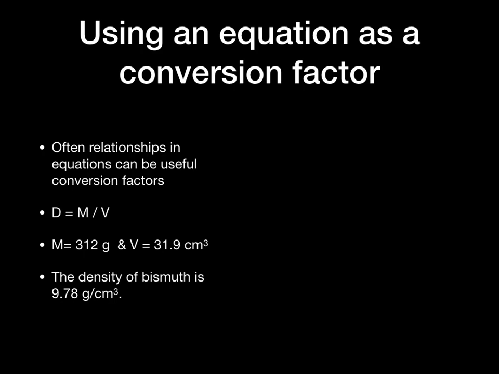So we can think of that density then as a conversion factor. We could write it as 9.78 grams of bismuth over 1 cubic centimeter of bismuth, because that much bismuth, 9.78 grams, will have a volume of exactly 1 cubic centimeter. But since that ratio is the same amount over the same amount, remember, like a conversion factor, we could write it this way as well. If you've got 1 cubic centimeter of bismuth, it's also going to have a mass of exactly 9.78 grams. Well, that's useful then. If we have some sample and we know either a mass or a volume, we can use the density to figure out the unknown quantity.